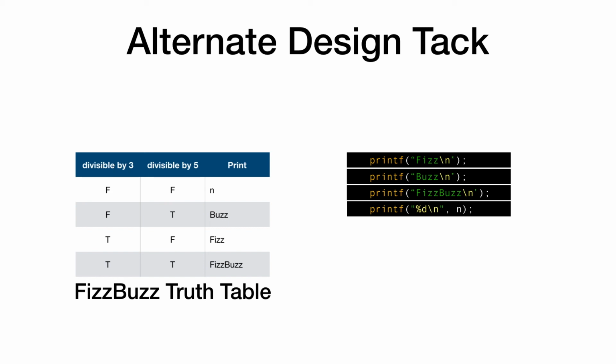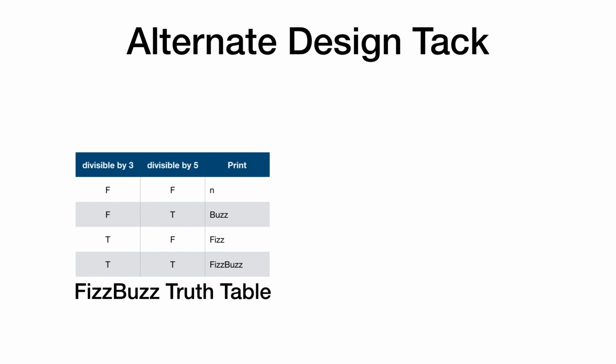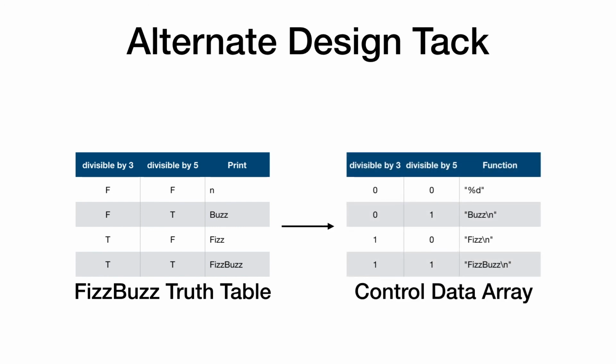Well, the good thing is that printf doesn't do anything with the parameters it receives if it isn't included in the formatting string. So I can pass the number as a parameter in all 4 cases, knowing printf will do the right thing and ignore it when it isn't needed. So with that in mind, I derive the control data array from the truth table.